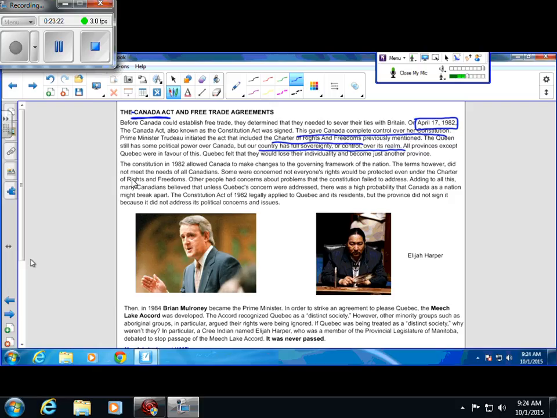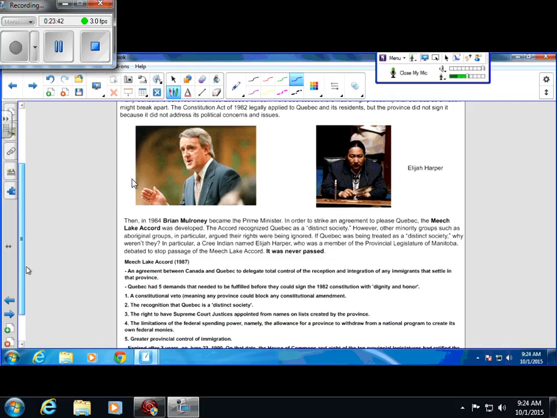So basically, the Constitution Act or the Canada Act of 1982 applies to everyone, even Quebec, even though they didn't sign it. But people felt that their concerns and issues should be addressed. So what happened with Quebec and the Canada Act? Since Quebec didn't sign it, like I said, all the provinces agreed with it and signed it. Quebec didn't sign it, even though it still applied to Quebec.